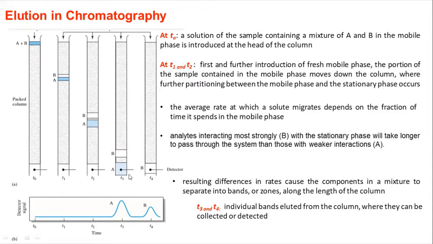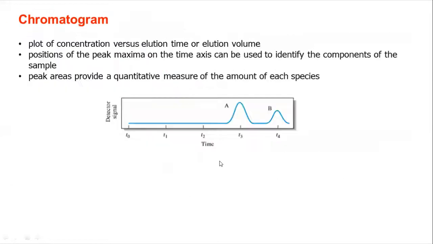So at T3 and T4, individual bands eluted from the column where they can be collected or detected. So at T3, si A ang nigawas. So this is eluate A, and this is eluate B. So here is an example of a chromatogram. So we will discuss it more later.